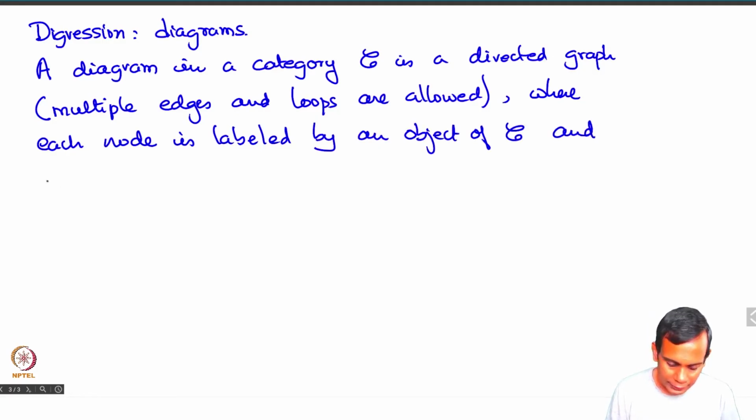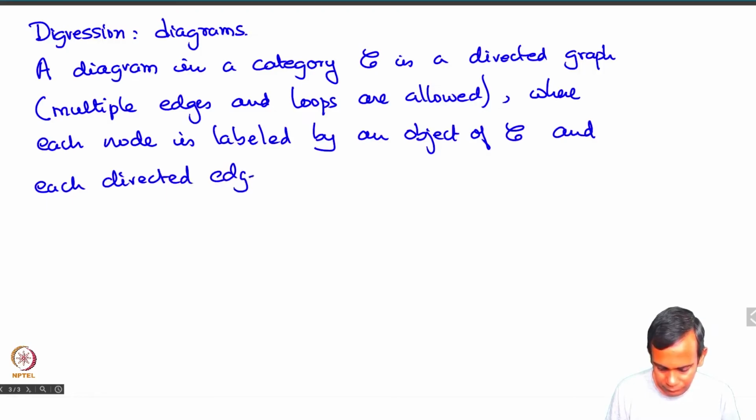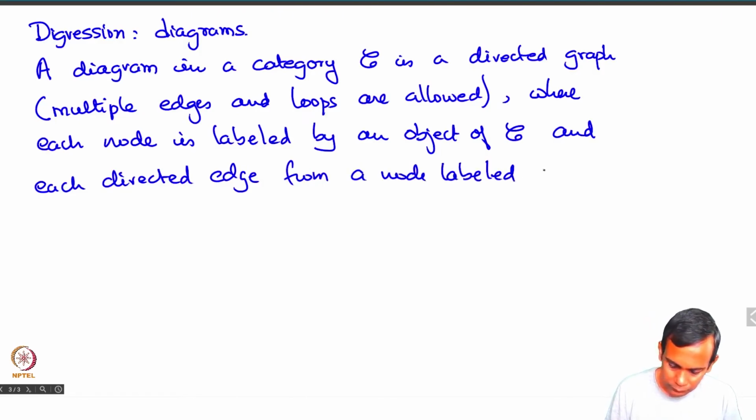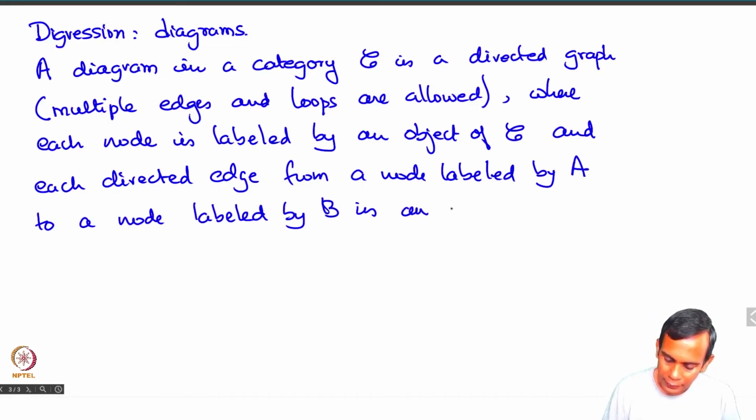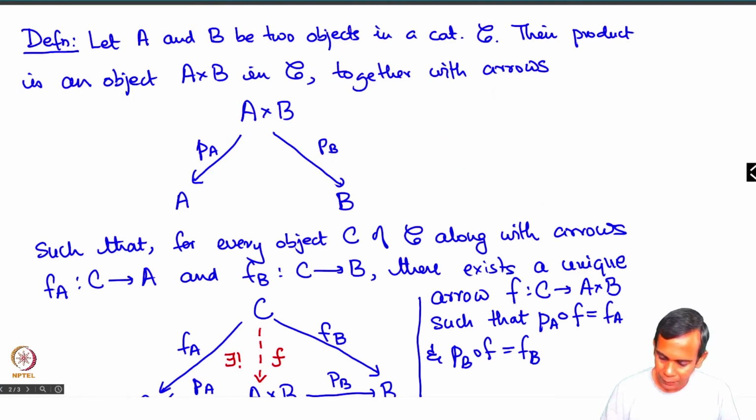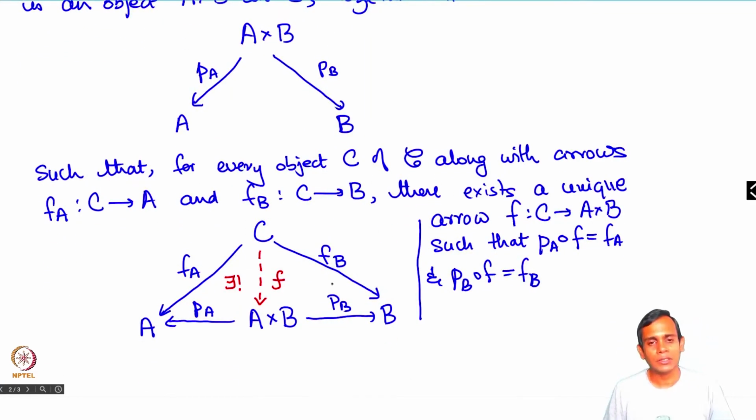and each directed edge from a node labeled by, so it will be labeled by some object, say by A, to a node labeled by B, is an arrow in the category C from A to B. So this picture here is certainly such a diagram.